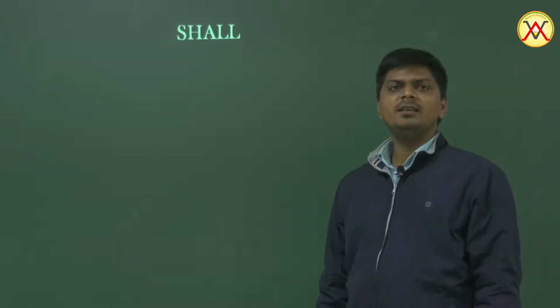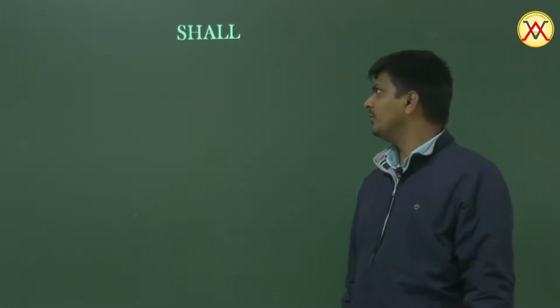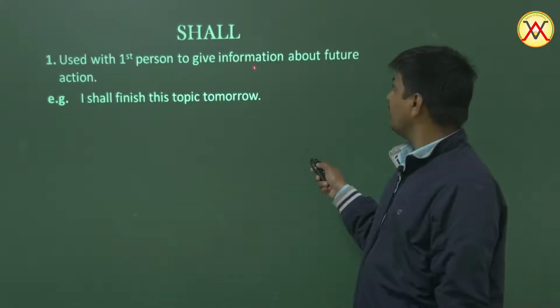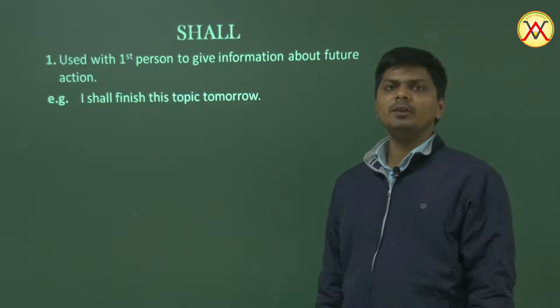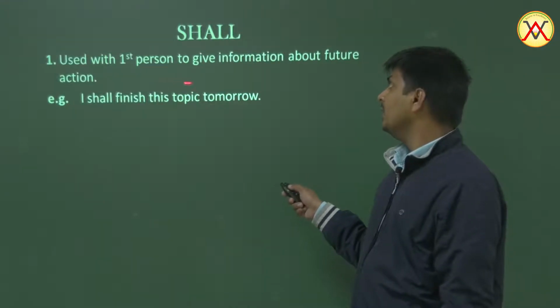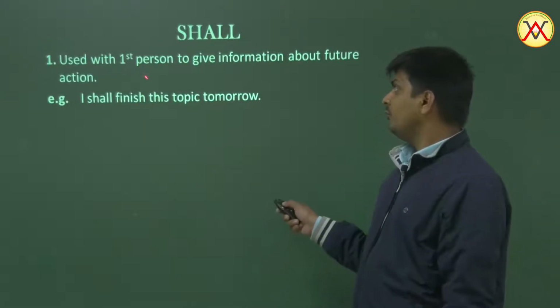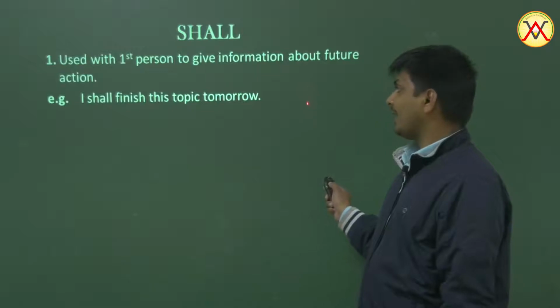Let's look at the modal auxiliaries individually. Where to use them, how to use them. Shall is the first one of them. Used with first person to give information about future actions. First person, I and we. We use shall with I and we to give information about future actions.